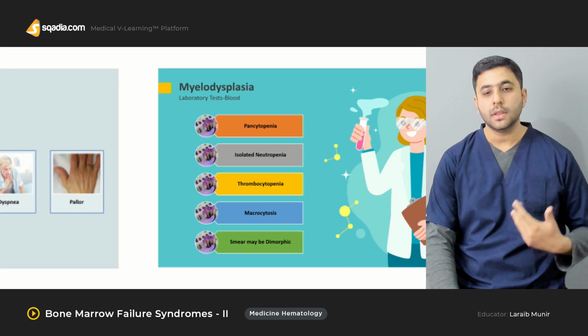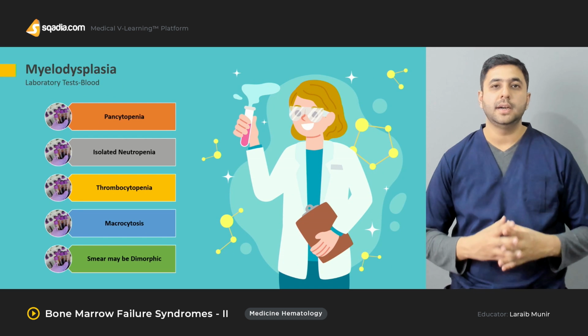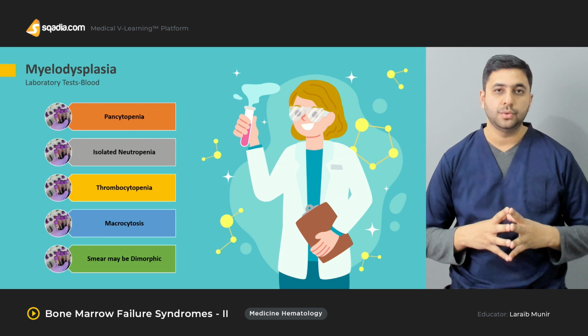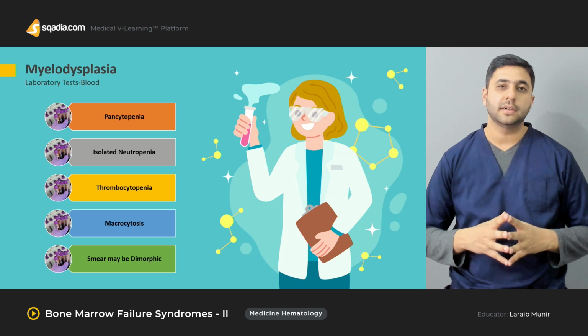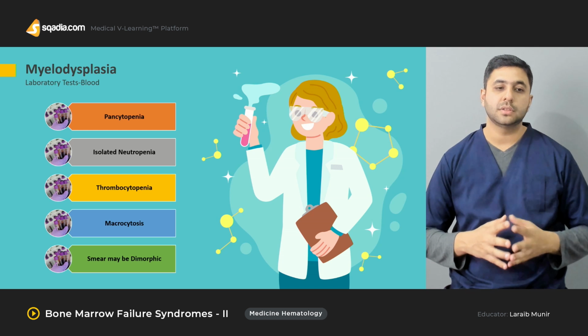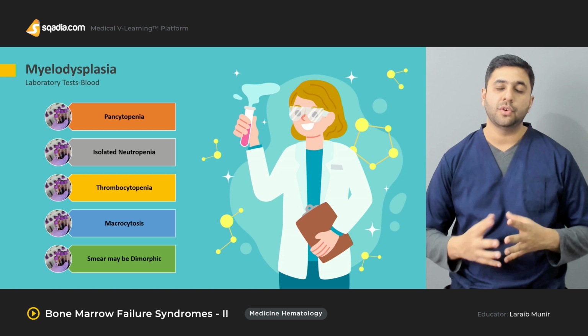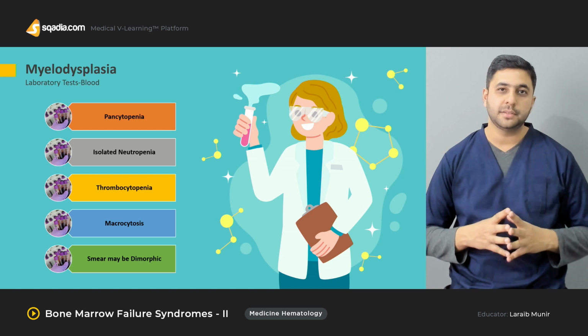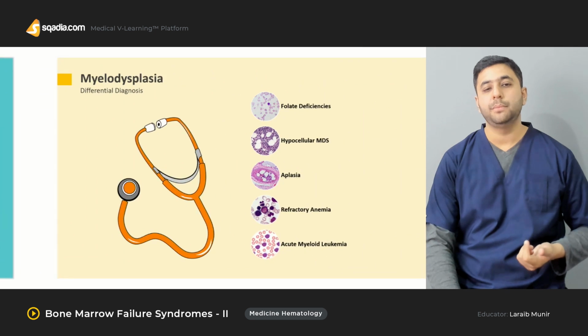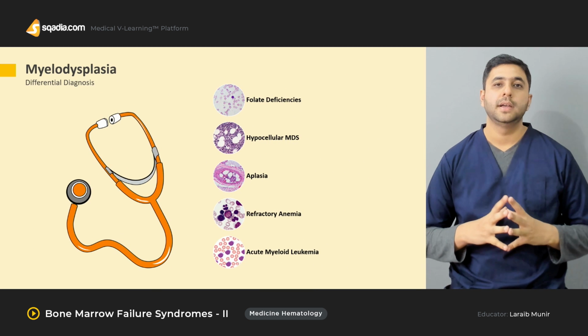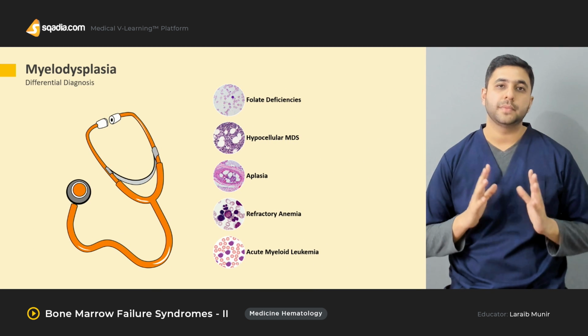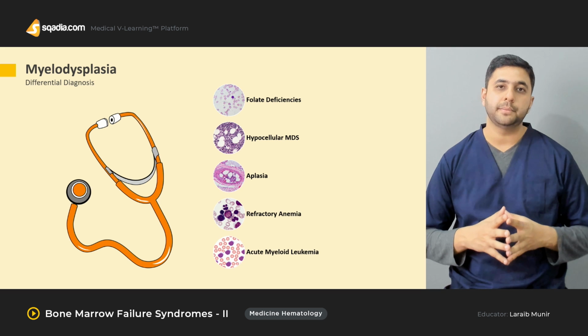Moving forwards, what are the important labs or the lab work which we have to do to arrive at a definitive diagnosis? What are the various things which we look for when we do a peripheral blood film in this patient, or when we do a bone marrow examination? What are the important cutoff points that classify it as under the umbrella of myelodysplastic syndromes?